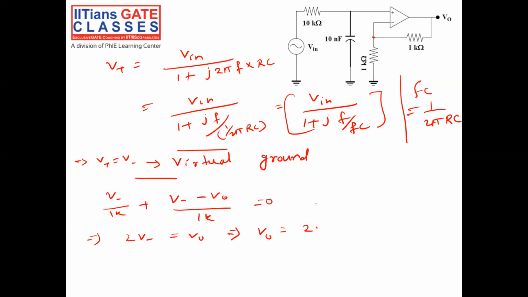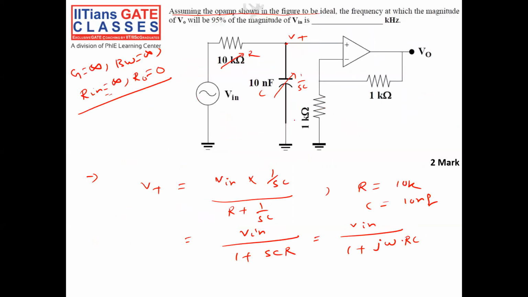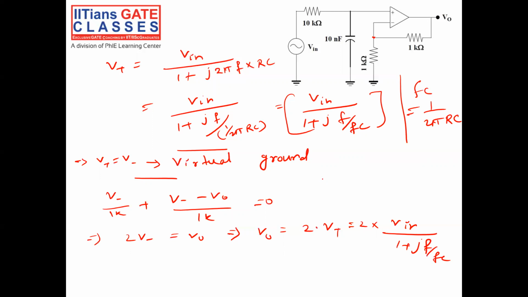V negative is equal to V positive, so V0 is equal to 2 into V positive. What is V positive? V positive is nothing but Vin by (1 plus j into frequency by cutoff frequency). Then what it is asking is, at what frequency my output will be 95% of the input. So what is the magnitude of output now?